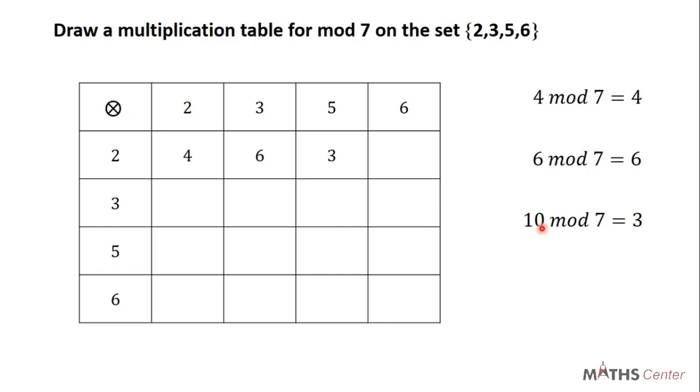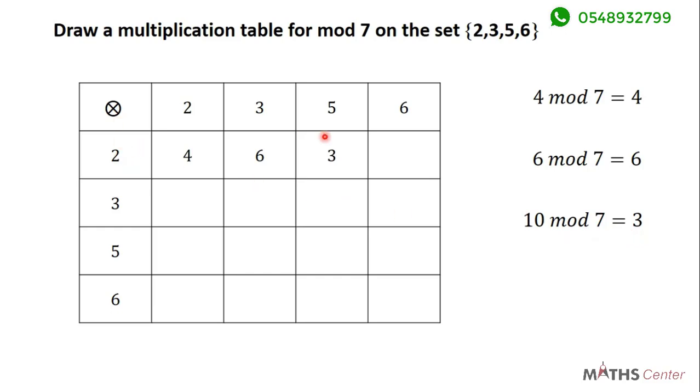2 times 3 is 6. 6 in mod 7 is 6. 2 times 5 is 10. 10 in mod 7 is 3. In the previous video, I showed you a simple trick you can use to find the value when the number is bigger than the modulus. I said that you just have to subtract the modulus from the number until you get a value that is smaller than the modulus. So here we will subtract 7 from 10. 10 minus 7 will give us 3. 3 is smaller than the modulus, which is 7. So it means that 10 mod 7 is 3.